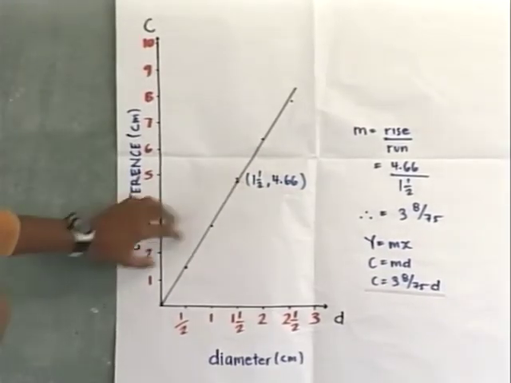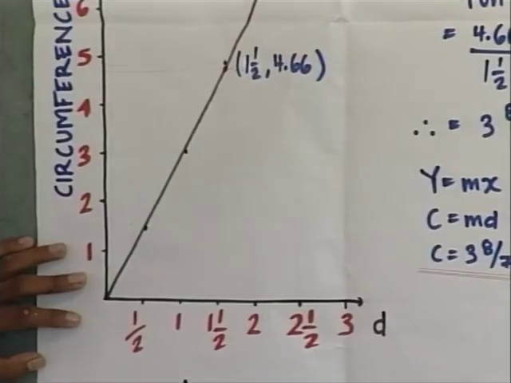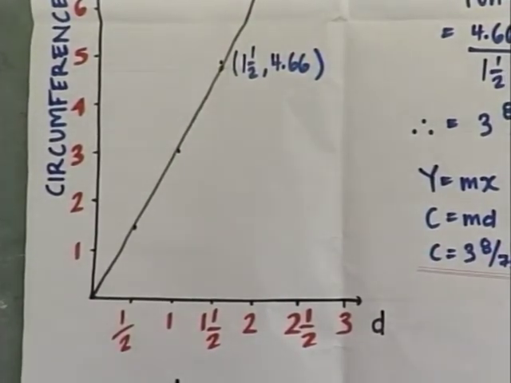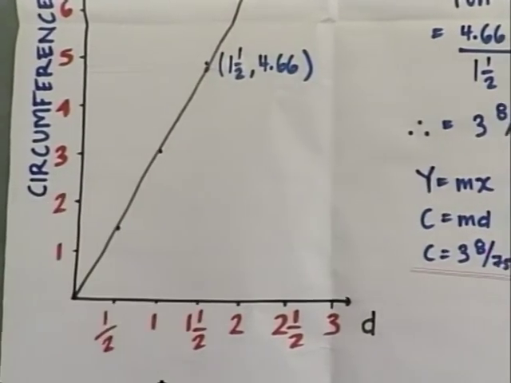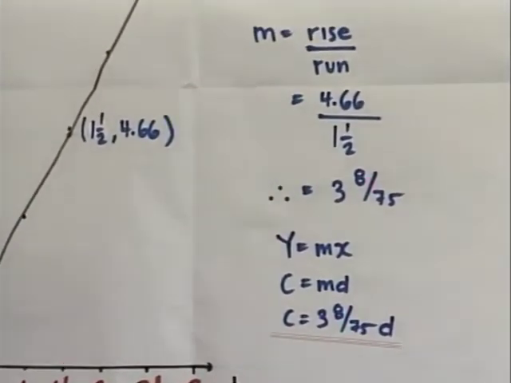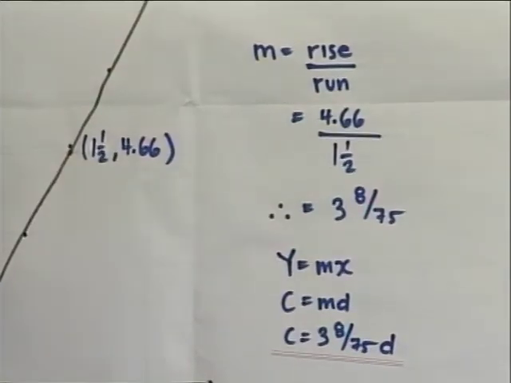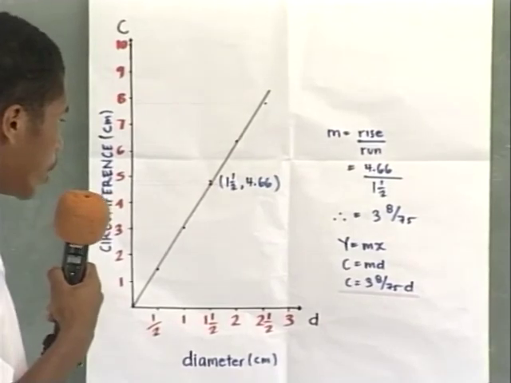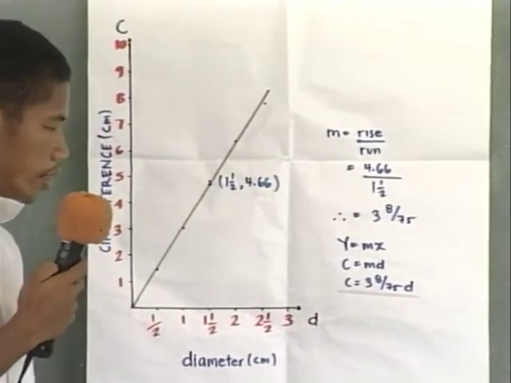Since the line passes through the origin, the equation will be y equals mx. So to find the gradient, we use rise over run, where 4.6 is the rise and the run is 1.5. So we substitute: 4.6 divided by 1.5 is 3 and 8 over 75. So we substitute the m value into the equation, which is C is equal to 3 and 8 over 75 D.